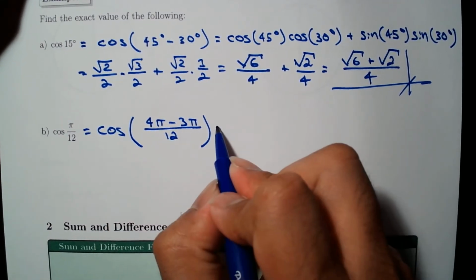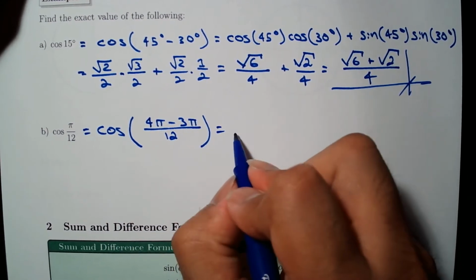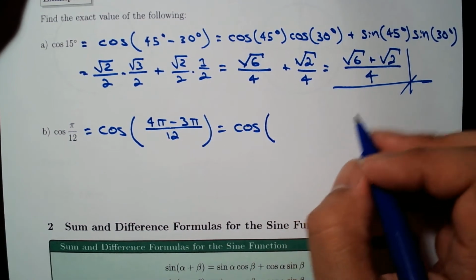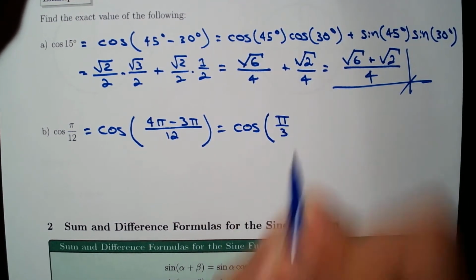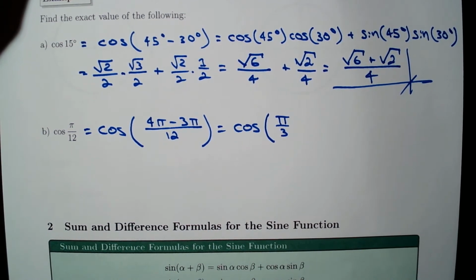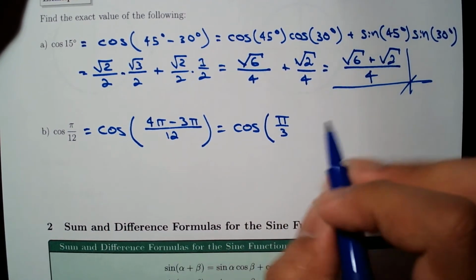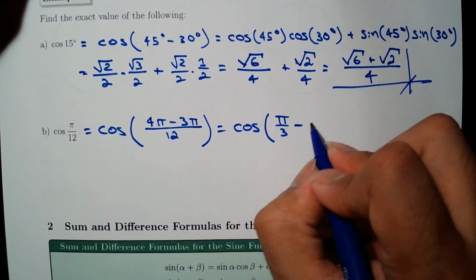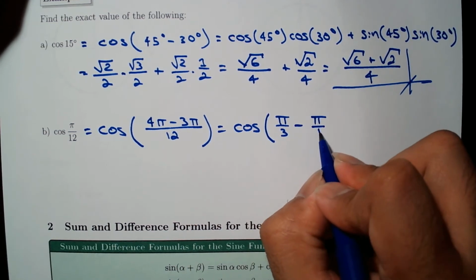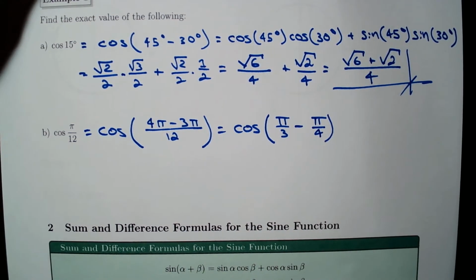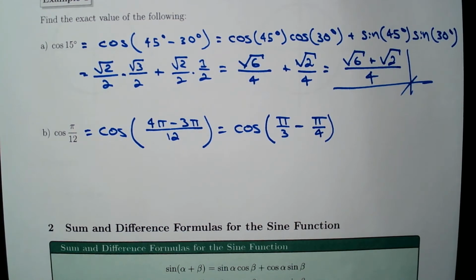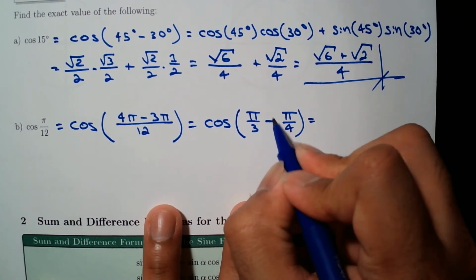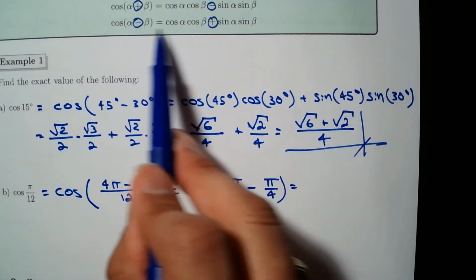I'm going to split this up into 4 pi over 12. That's going to be cosine of 4 over 12, isn't that pi over 3? 4 goes into 12 3 times. Minus 3 pi over 12, that's a 3 over 12, that's pi over 4. Alright? And then from here we are going to apply the difference formula for cosine.